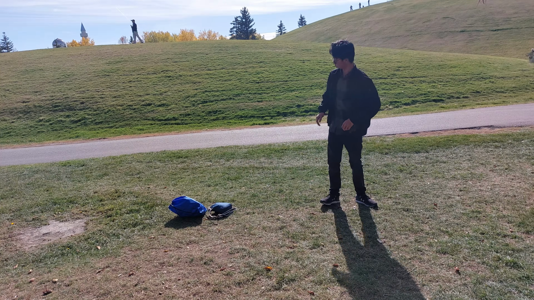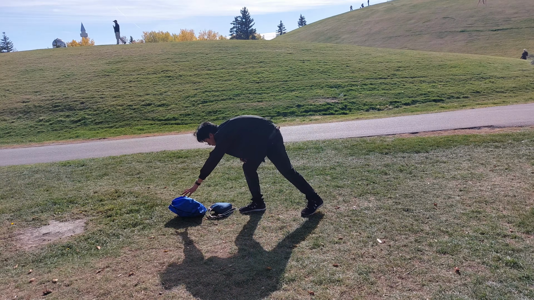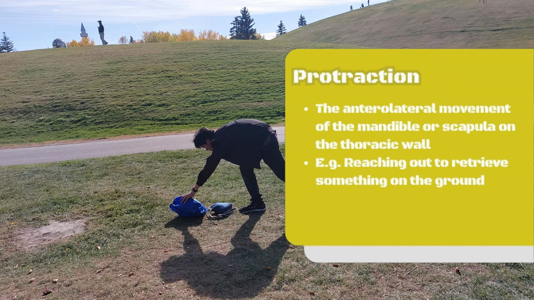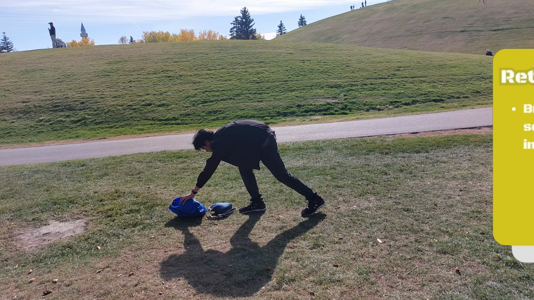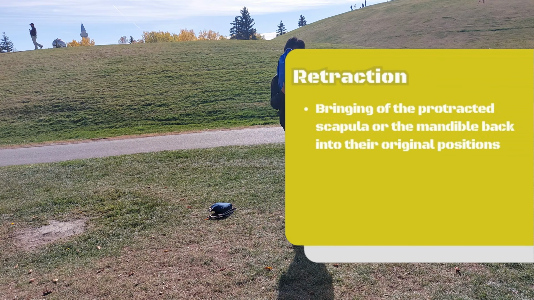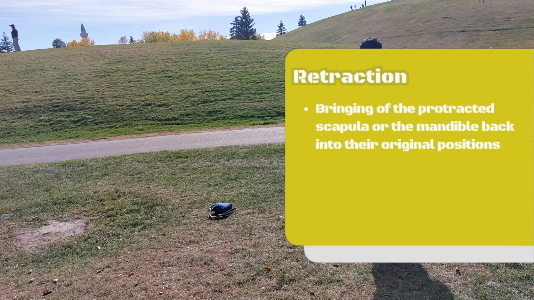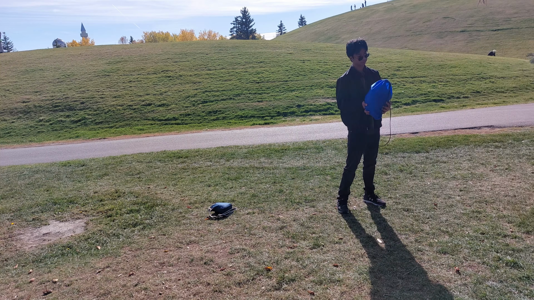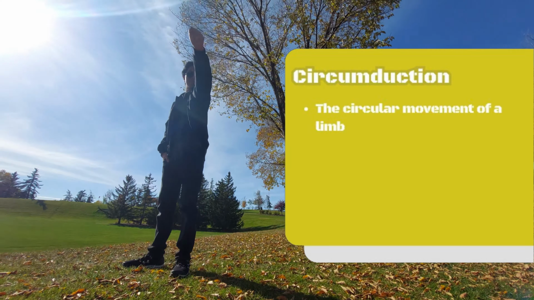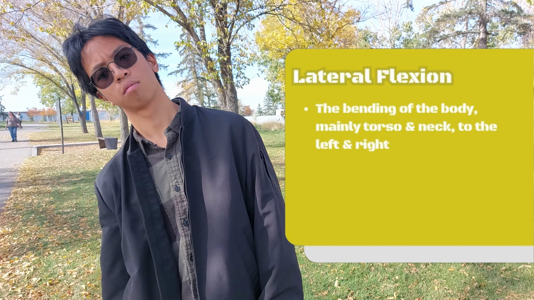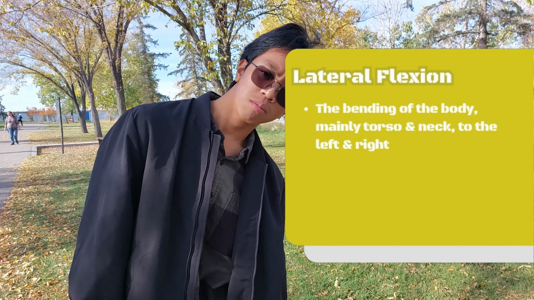When we extend our arm, like to retrieve an item, that's an example of protraction, the anterior movement of the mandible or scapula on the thoracic wall. Once we bring it back, we do retraction, the bringing of the protracted scapula or mandible back into their original positions. Two other movements that we do are circumduction, the circular movement of a limb, and lateral flexion, bending of the body, mainly torso and neck, to the left and right.